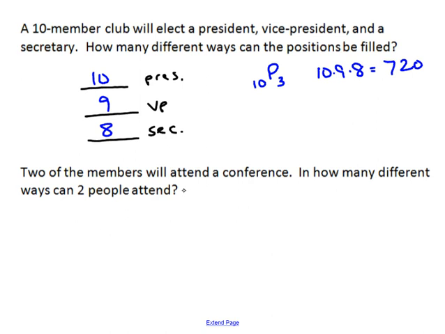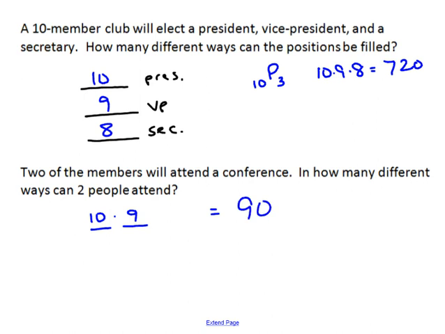2 members of this club are going to attend a conference. And how many different ways can 2 people attend the conference? Okay, well, you might initially think like, oh, well, if we have 2 people to choose to go to the conference, it's just 10 times 9. And you might be tempted to say 90.